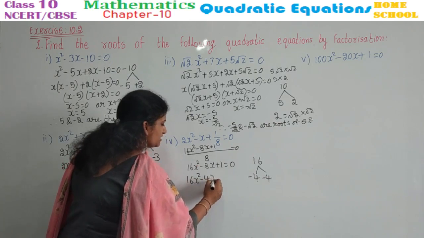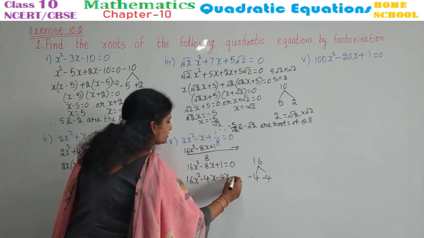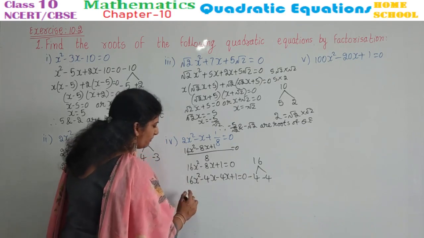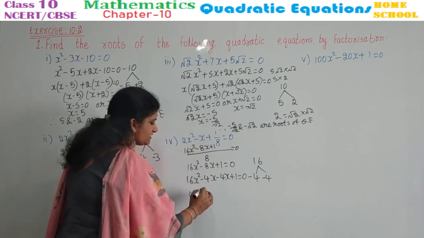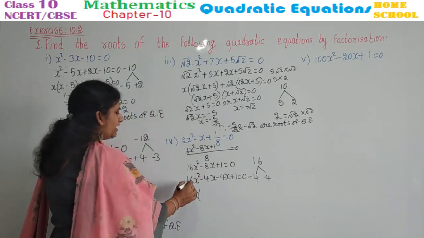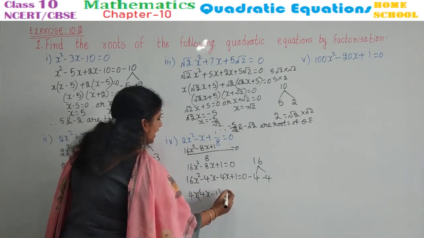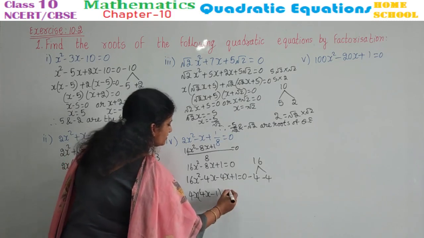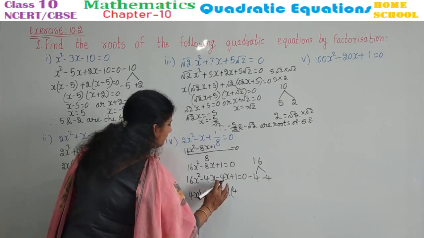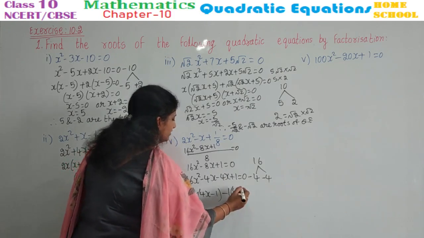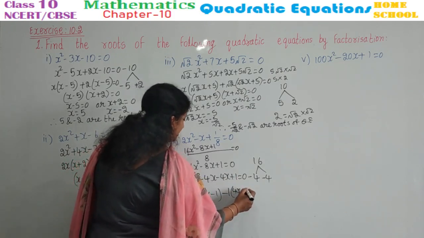16x square minus 4x minus 4x plus 1 equal to 0. In these two, what is common? 4x is common, and you are left with 4x minus 1. And in these two, nothing is common, so take out 1 common. Minus you are taking common, so the inside sign will be reversed. Plus there, no, minus you should write.